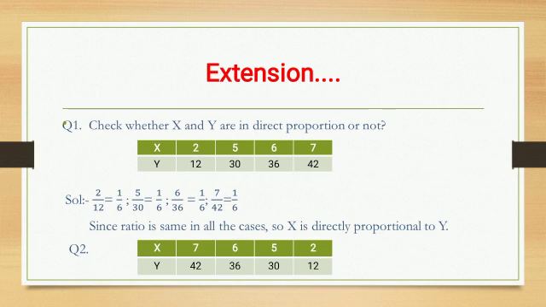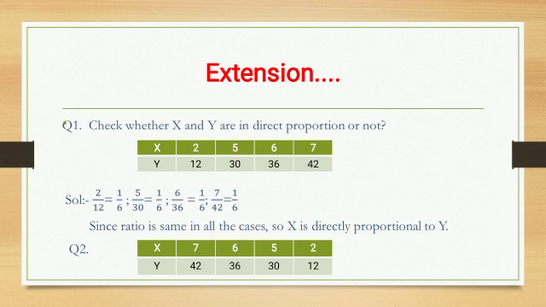The table is given to you. You can see on your screen a few values of x are given. The values written in front of x are 2, 5, 6, 7. Check carefully, the values are increasing turn-wise. Then have a look at the values of y: 12, 30, 36 and 42. So they are also increasing, right?